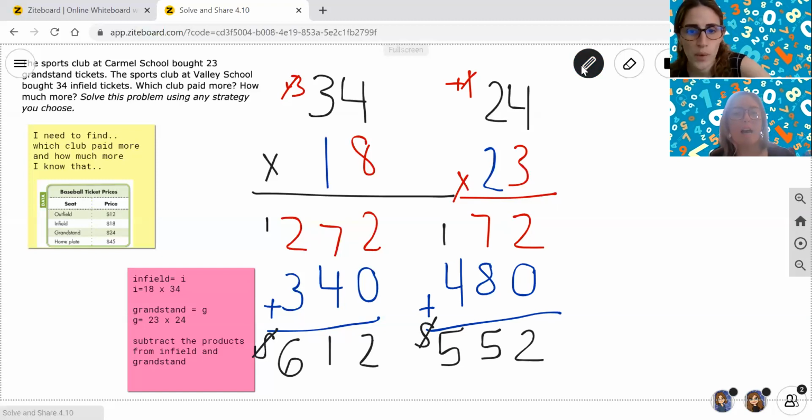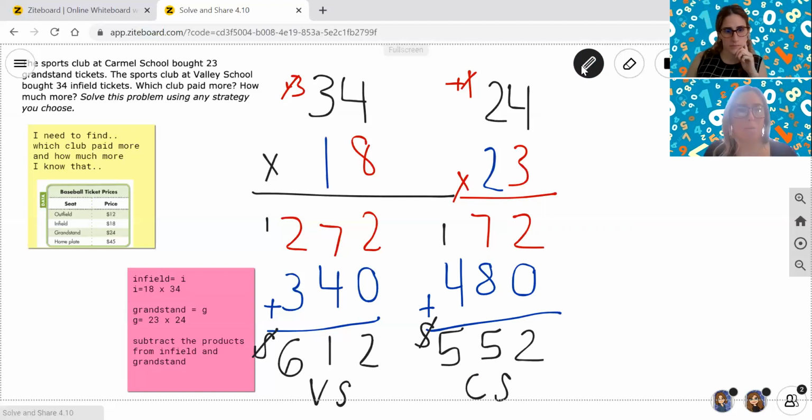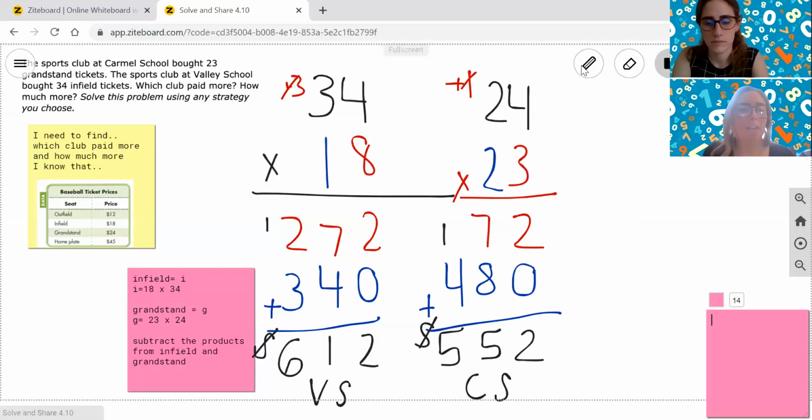So now I can tell. Put here Carmel School and here Valley School. Perfect. And I can tell right away that the Valley School spent more money, but I'm not finished, because if I go back to what I need to find, I found that the Valley School paid more money, but I don't know how much more they paid. So now I'm going to just start it here: the Valley School paid more money, and then we're going to do the equation, and I'll come back to this sticky here.